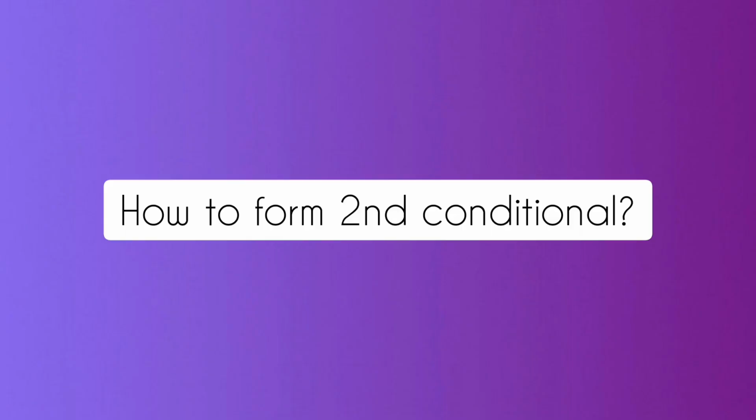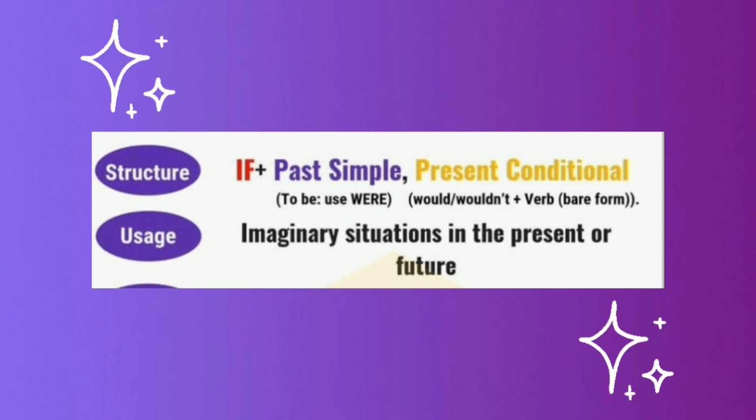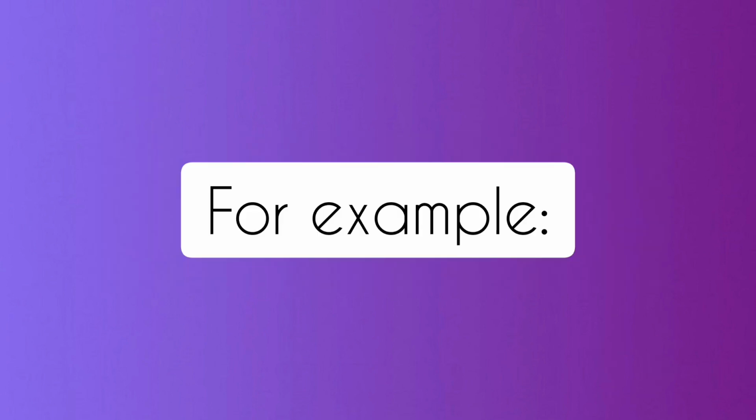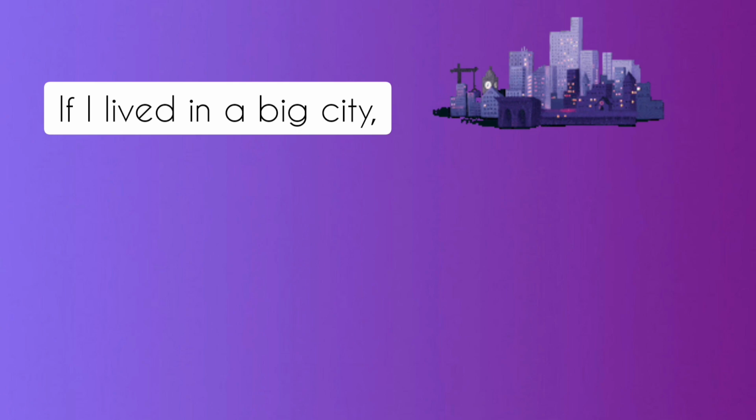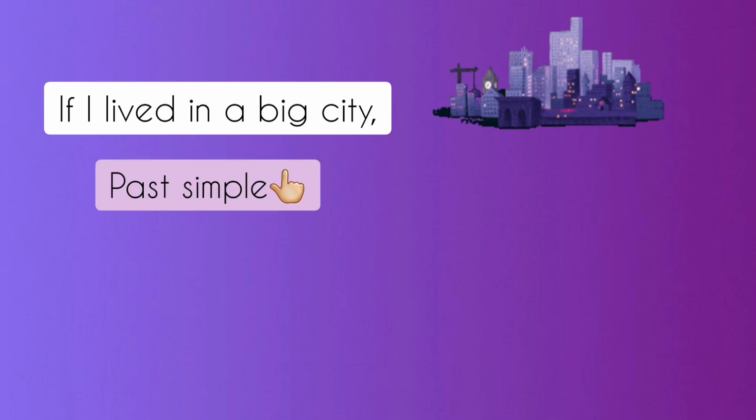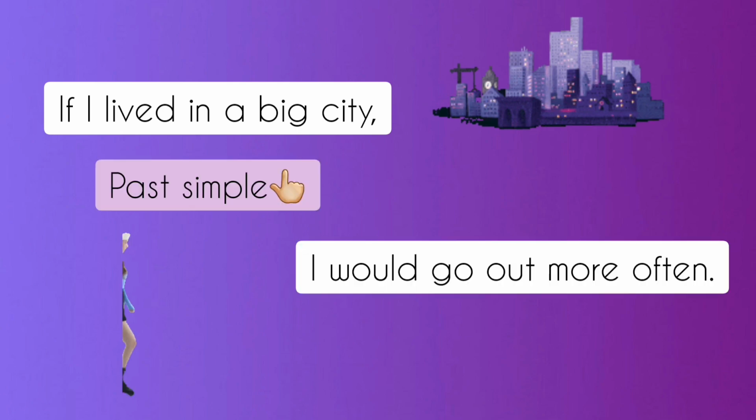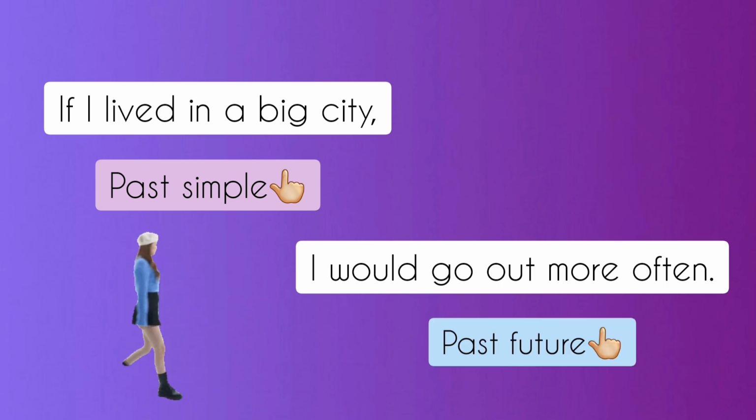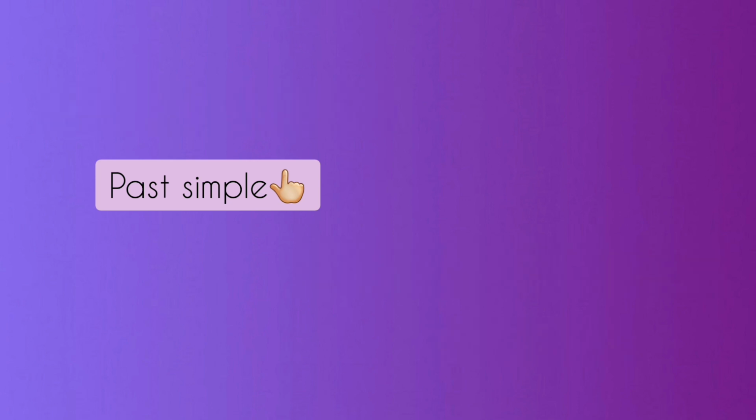How to form the second conditional? For the second conditional, we use past simple for the if clause, and then we use past future for the result. For example, if I lived in a big city, that's the if clause with past simple, and then I would go out more often. This is the past future. The characteristic is there is the word would and if in these tenses.